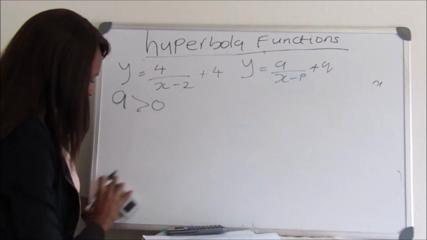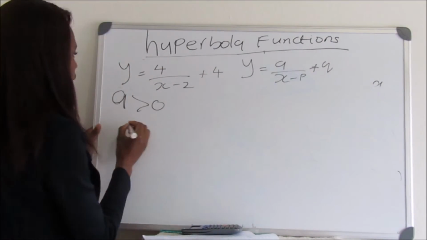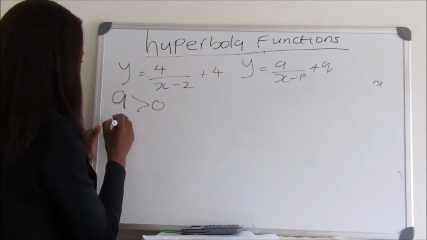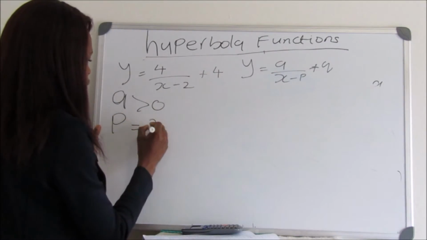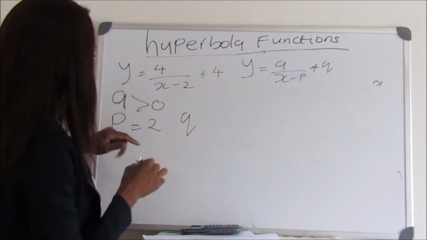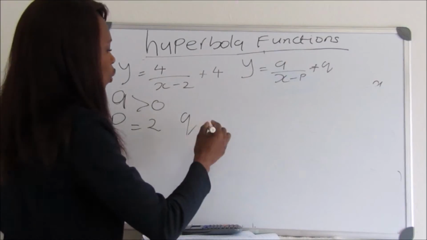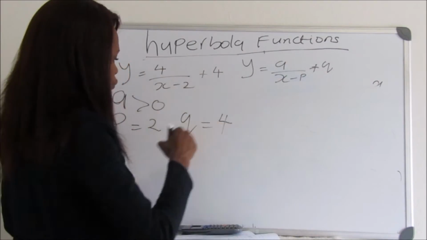Then what we also need to know is our asymptotes. Our vertical asymptote, which is p, equals 2, and q is our horizontal asymptote, which equals 4.